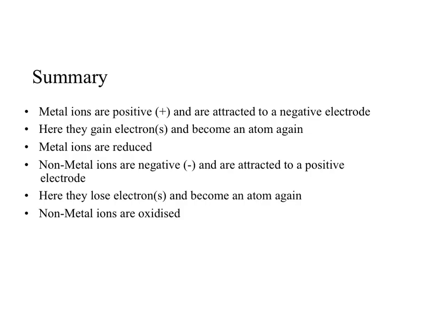So a little bit of a summary. Metal ions are positive and attracted to the negative electrode, where they gain electrons and become an atom again. Metal ions are reduced. Okay. Non-metal ions are negative and are attracted to the positive electrode. Here they lose electrons and become an atom again. Non-metal ions are oxidized.